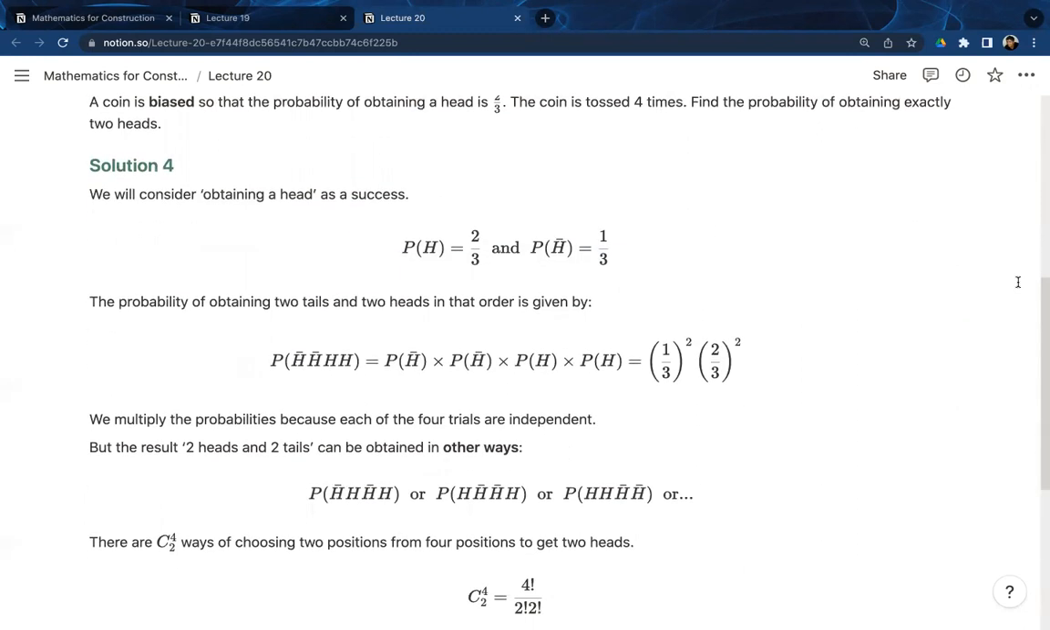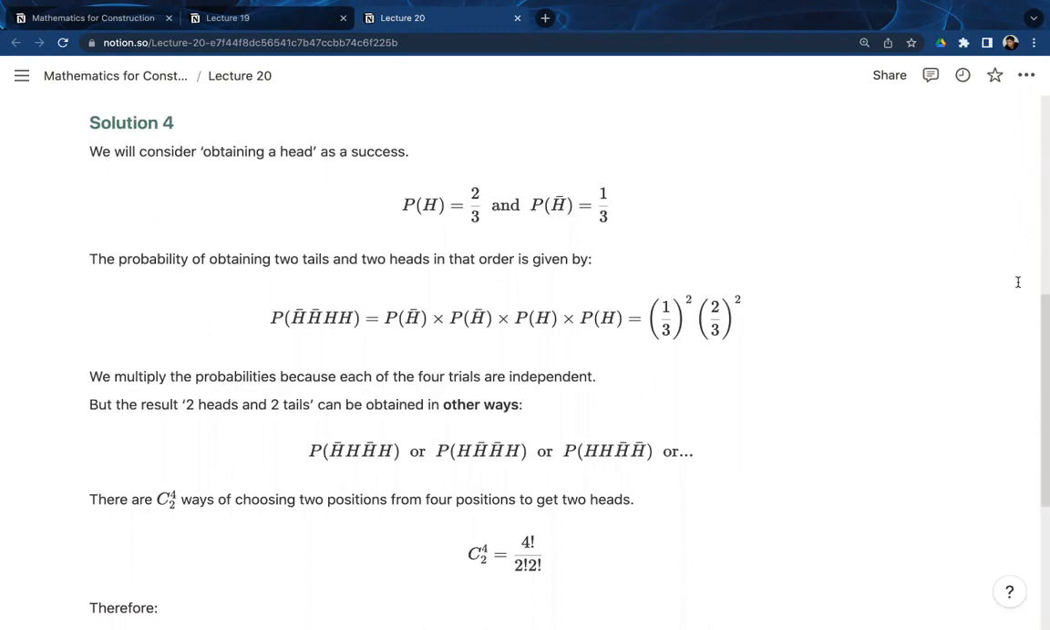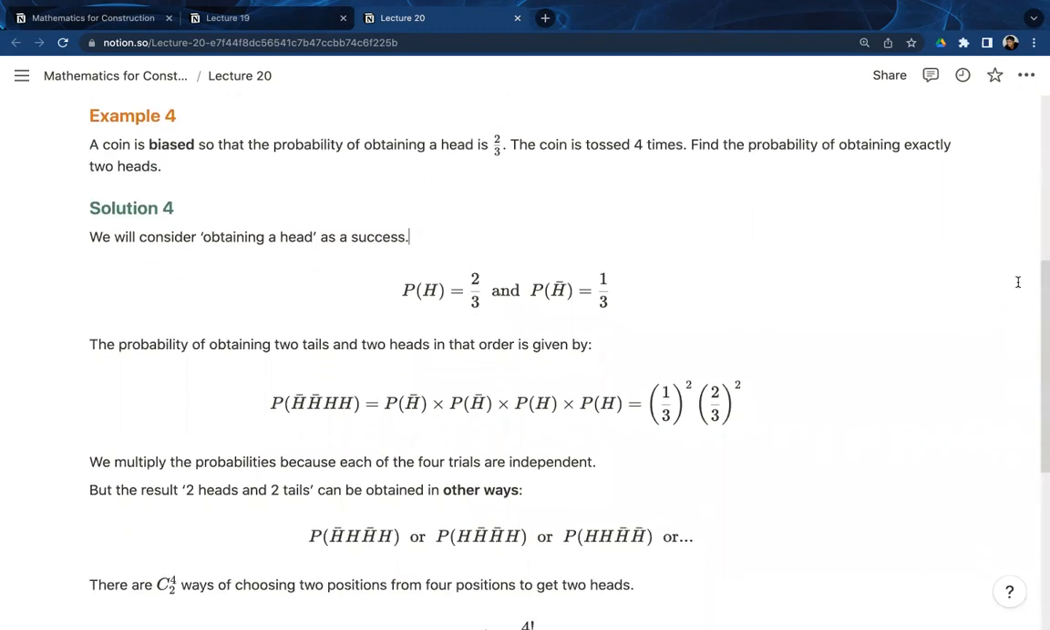Okay, so the solution is, you consider the chance of obtaining a head a success, right? That outcome is a success. So in 4 trials, each trial is independent, each experiment is independent, meaning the outcome of one does not affect the other, right? So the outcome of the 3rd experiment doesn't affect the outcome of the 4th experiment. So that's how the trials are independent. You toss a coin 4 times. The chance of getting a head is 2/3. What's the chance of getting 2 heads?